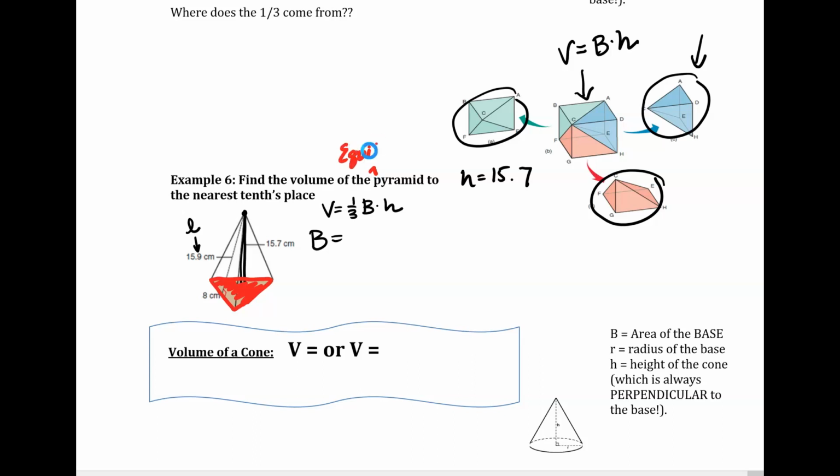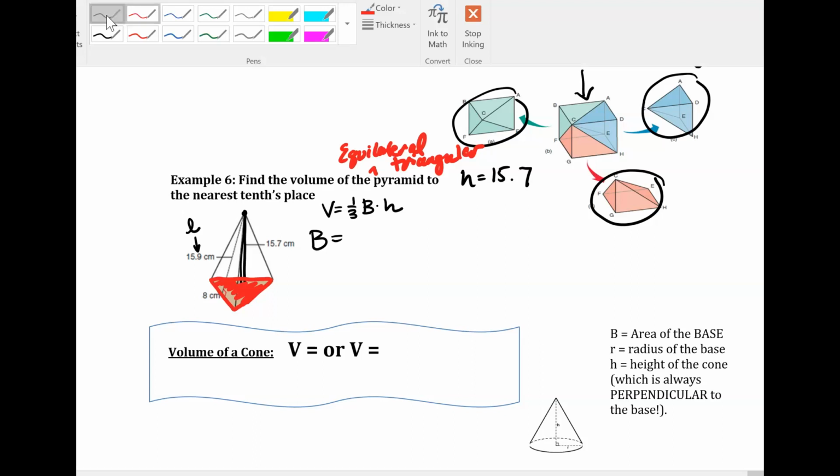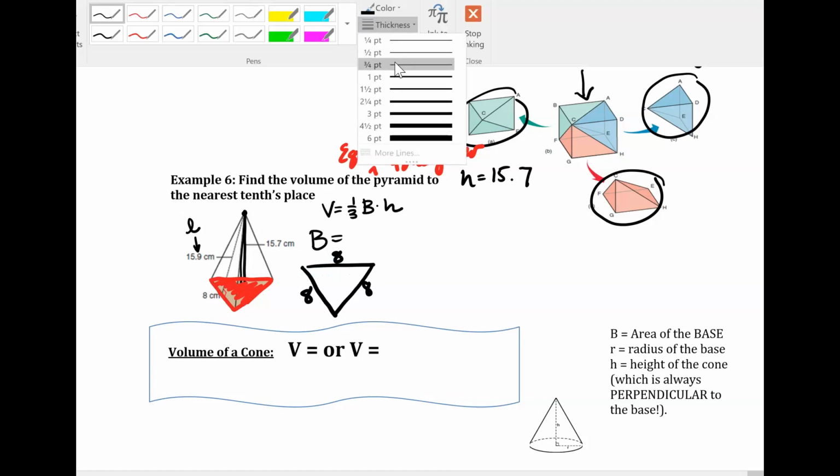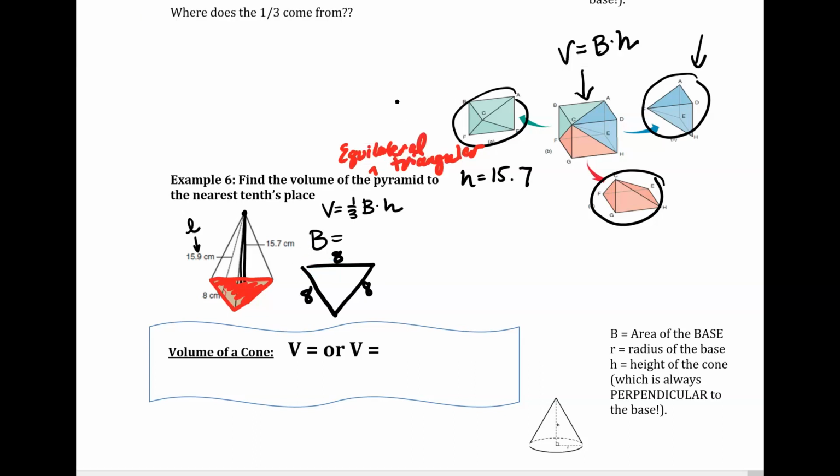So this is an equilateral triangular pyramid, which means that's an equilateral triangle base. So I'm just going to draw a picture of the base as best I can here. And it looks like this is 8, this is 8, this is 8, because it's an equilateral triangle. And I'm going to try to find the area of this triangle.